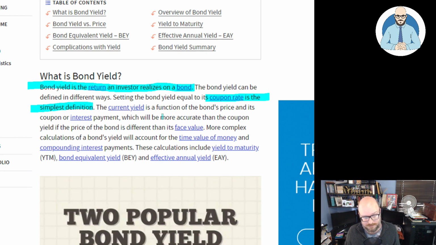So the current yield is a function of the bond's price and its coupon or interest payment, which may be more accurate than the coupon yield if the price of the bond is different than its face value. So here's the thing. Your bond could have a particular price, say $100, but what it's traded for adjusts in the free market. So there can be a difference. And the current yield is taking that into account.